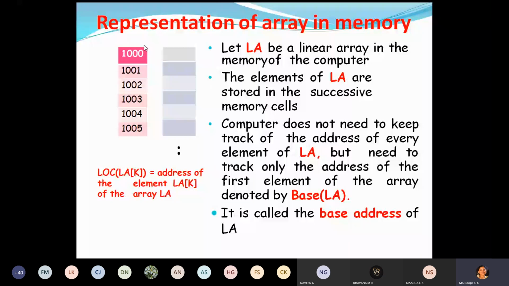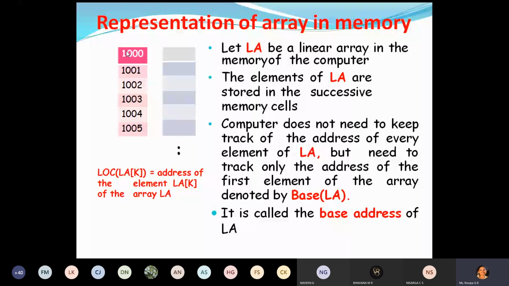The computer does not need to keep track of the address of every element of the array, but needs to track only the address of the first element of the array, which is denoted by the base address. You study memory addresses and their types, and what the base address is, in computer organization. So base address means the address of the first element. With respect to this figure, the address of the first element is 1000.